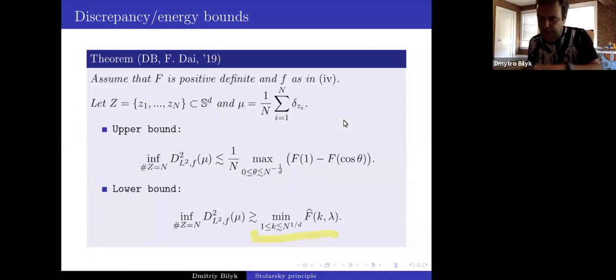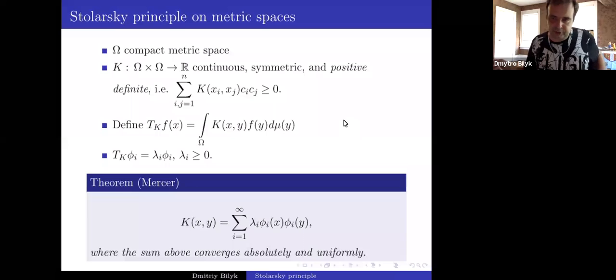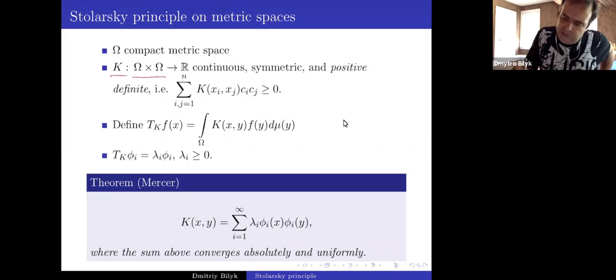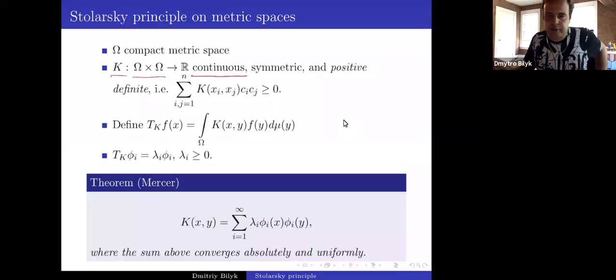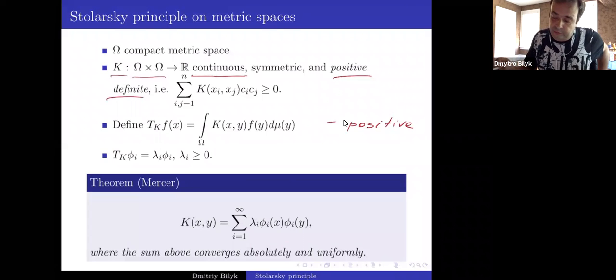So this approach can actually be generalized to arbitrary metric spaces. So if you consider an arbitrary compact metric space, and then you consider a positive definite function of two variables in that metric space, you can define the Hilbert-Schmidt operator. Let's assume this function is continuous, so that our operator is compact. And since the function is positive definite, this operator is going to be positive. So we know that all its eigenvalues are non-negative.